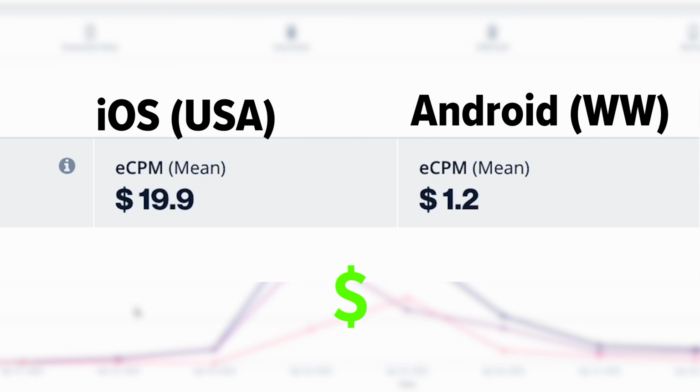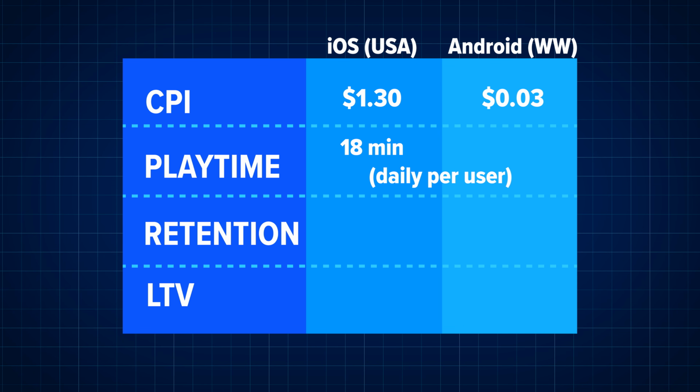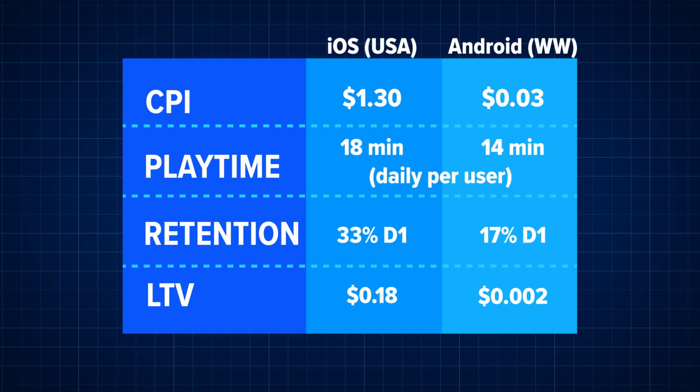But you earn more with users from tier 1 countries, so the cost per mil, the CPM inside of your game, is also higher. Now if we look at the playtime, we see 18 minutes on iOS, 14 minutes on Android. For the retention, we see 33 day 1 on iOS and 17 on Android. Looking at the LTV, on iOS we have an LTV of 18 cents and on Android 0.2 cents. That's less than 1 cent.